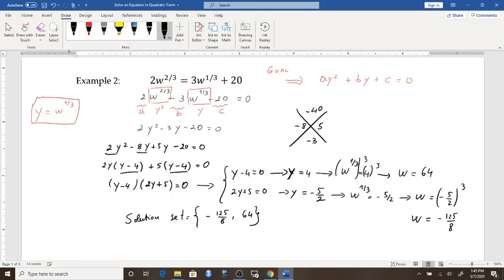Now we should check that these solutions actually work, and it should work in this case. But you can double check: plug it into w, and see if the left hand side is equal to the right hand side.